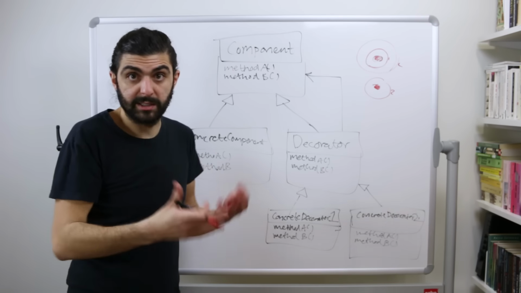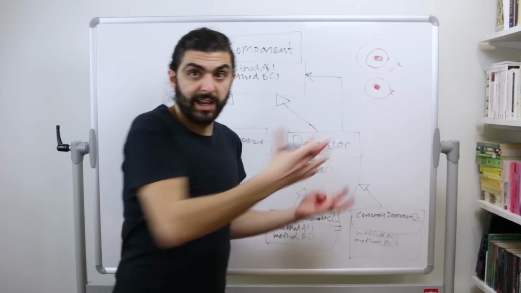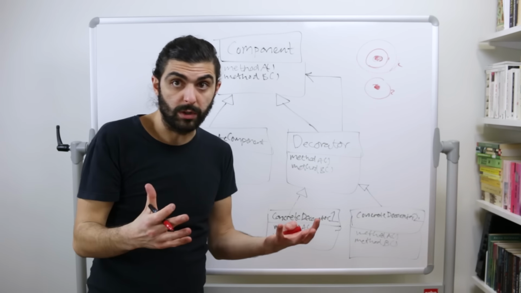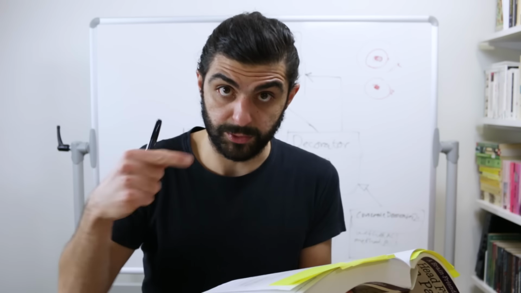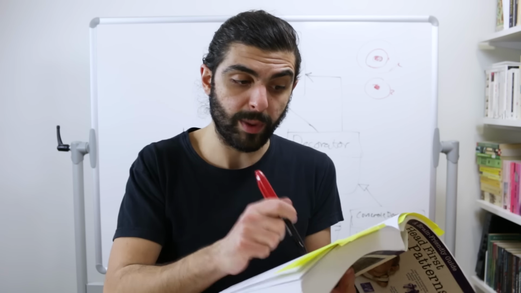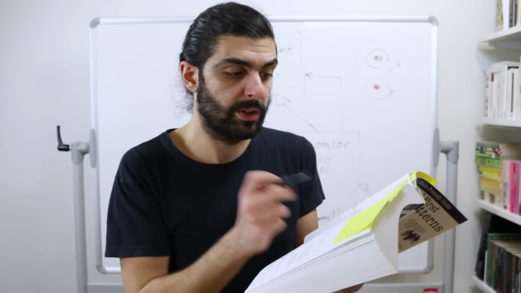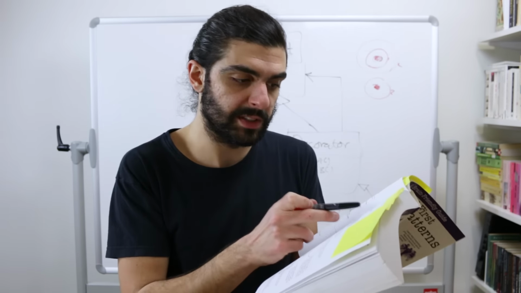That's the flexibility of the decorator pattern. You can at runtime compose these in any way you want. So before we look at some code, in order to wrap this up, let's quickly go back to the definition from this book. The book said that the decorator pattern attaches additional responsibilities to an object dynamically.